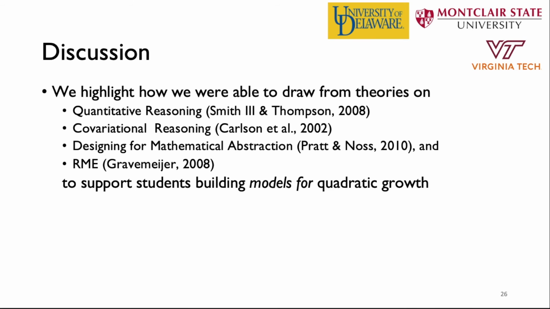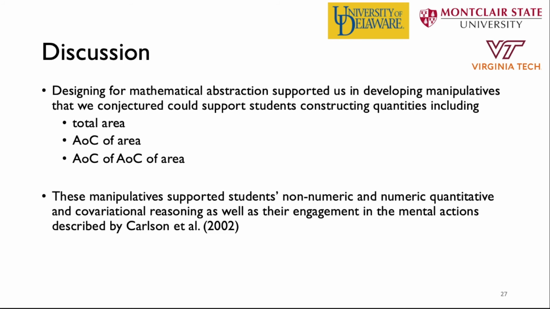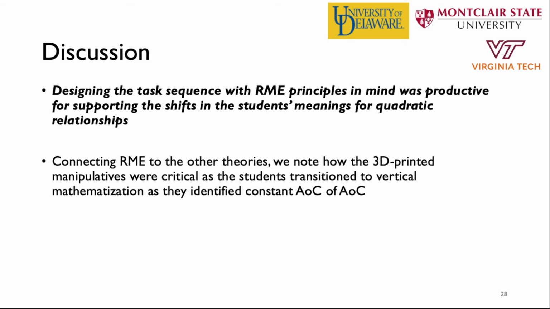We highlight how we were able to draw on these theories to support students building models for quadratic growth. Designing for mathematical abstraction supported us in developing manipulatives we conjectured could support students in constructing the following quantities. The manipulative supported students in both numeric and non-numeric quantitative and covariational reasoning, as well as their engagement in the mental actions described by Carlson. Designing the task sequence with RME principles supported the shifts in the students' meanings for quadratic relationships.